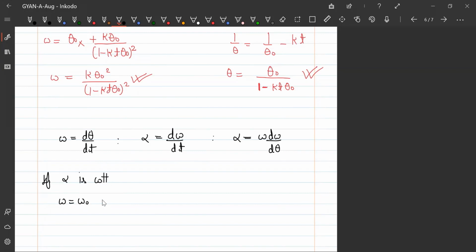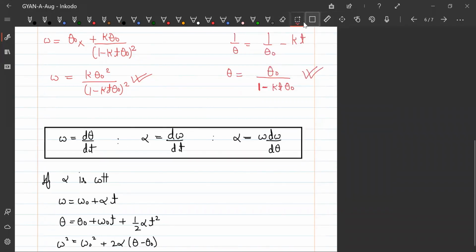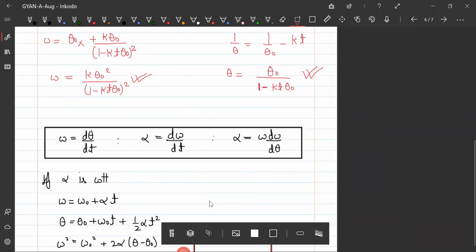Or if alpha is constant, then omega equals omega naught plus alpha t, theta equals theta naught plus omega naught t plus half alpha t square, and omega square is equal to omega naught square plus 2 alpha into theta minus theta naught. To find displacement, we can take theta minus theta naught. These are the relations that we have seen here. Apart from this, we also learned how to calculate average velocity, average angular velocity, and average angular acceleration.